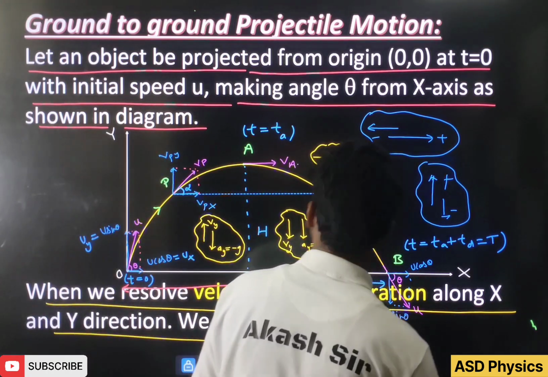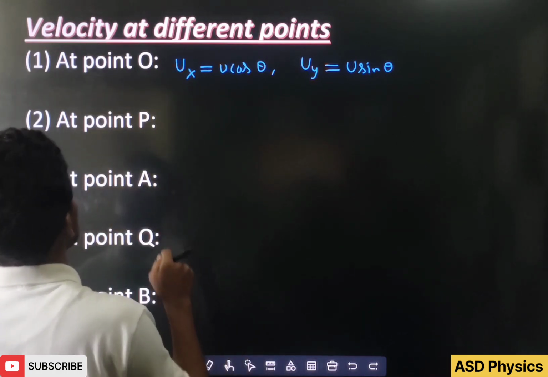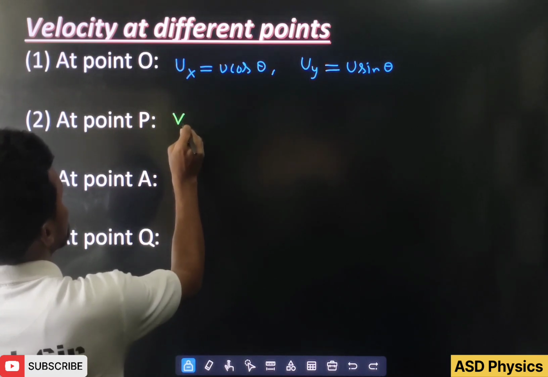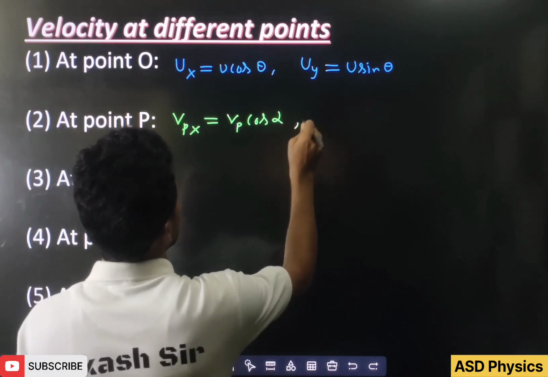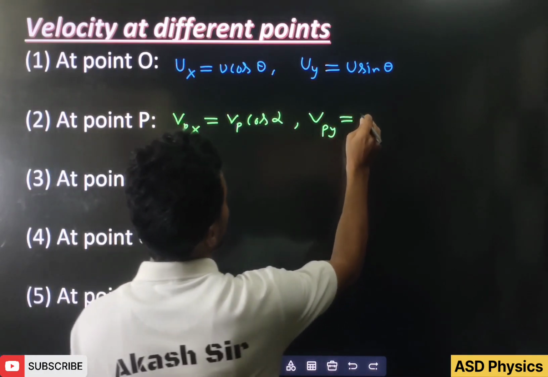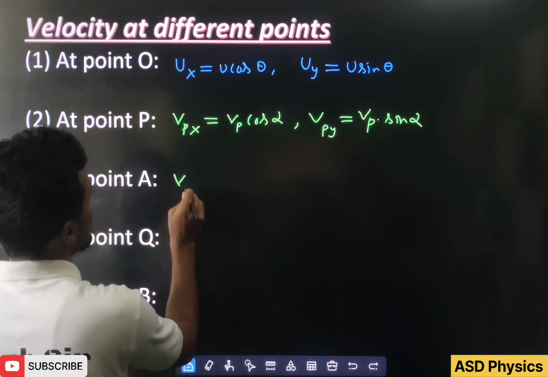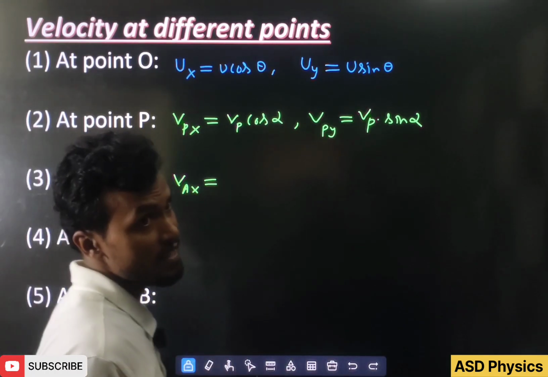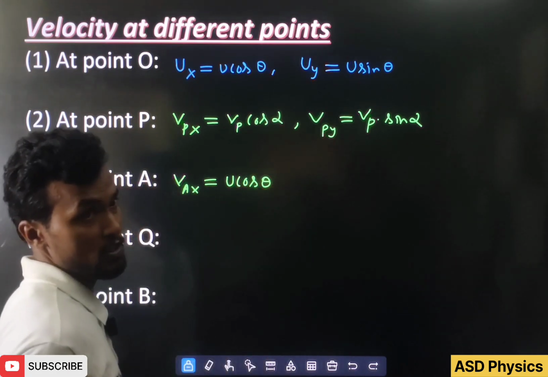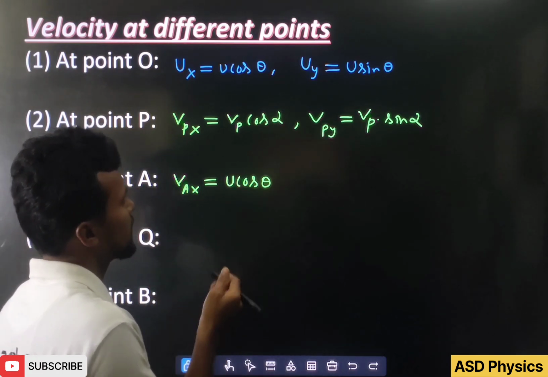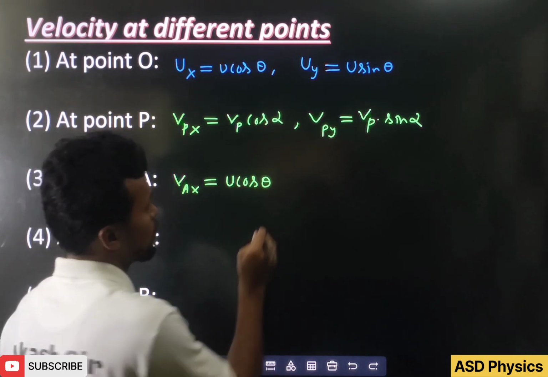All this I am going to write now, okay? So this one we have written, at point O: u cos theta, u sin theta. Now at point P, what is here? Vpx will be Vp cos alpha, okay? And Vpy will be Vp sin alpha. Similarly, at point A, Vax: there is no acceleration along the x direction, so the horizontal component of the velocity will be the same, u cos theta only. Remember that. Even I can write Vax equal to Va cos 0. Vx will be how much here? u cos theta, correct.